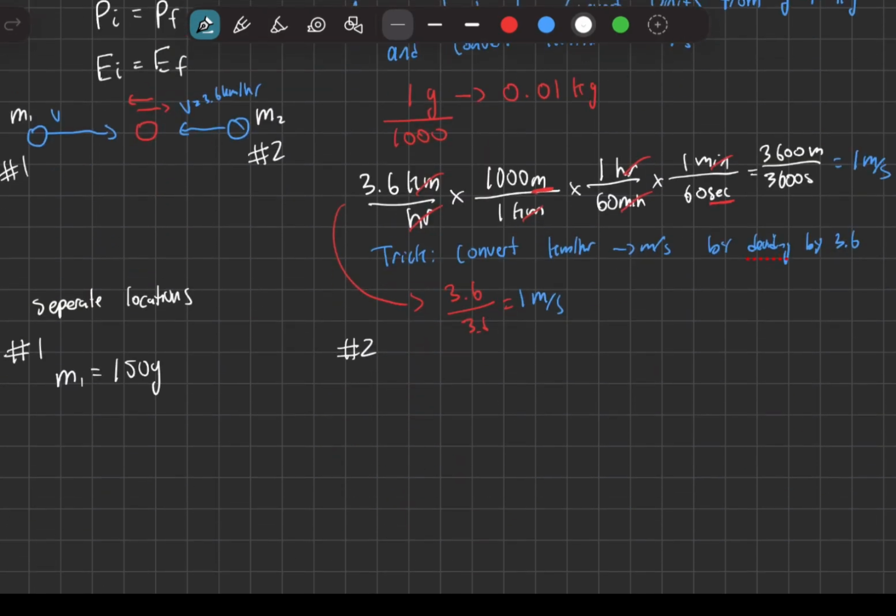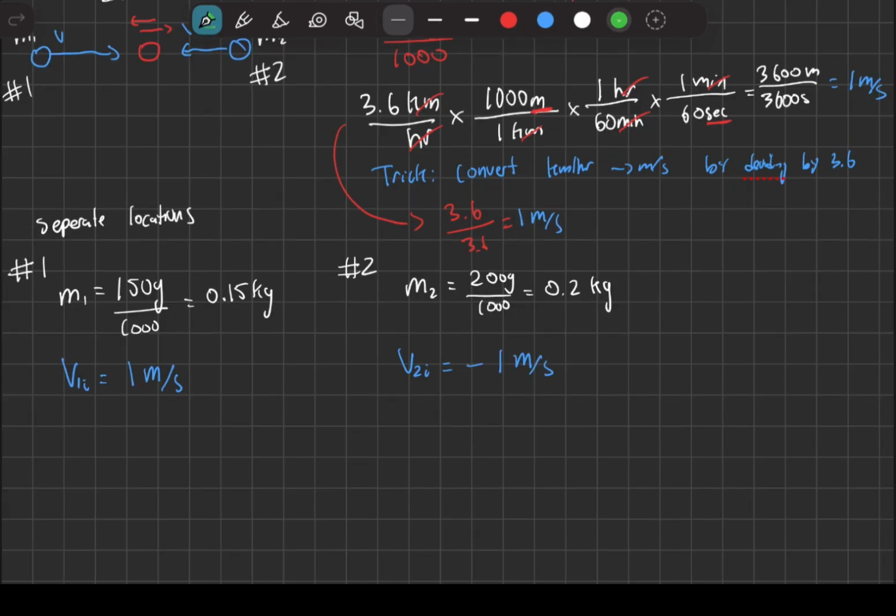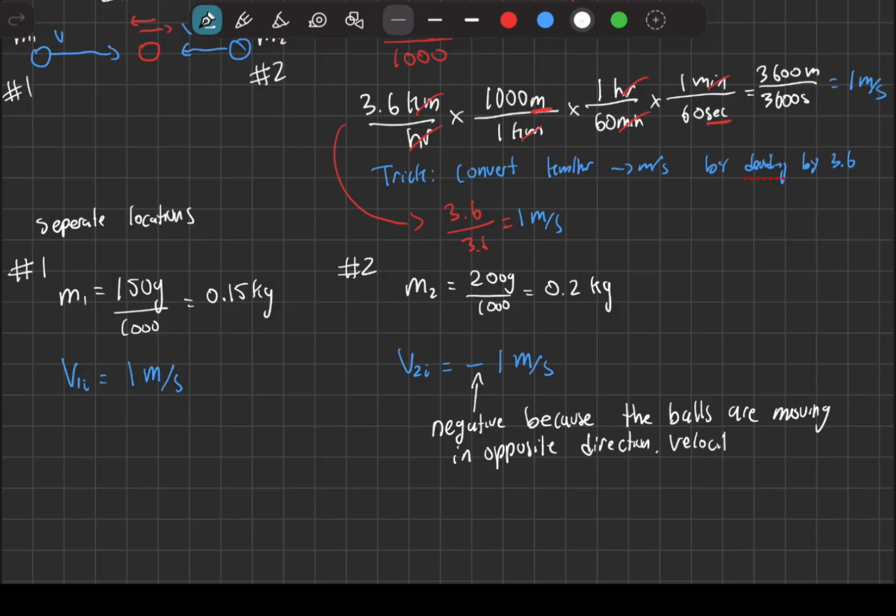Mass 1, we have 150 grams, which converts to 0.1 kilograms, and then mass 2 is 200 grams, which converts to 0.2 kilograms. Then we have our initial velocity for our mass 1, which is 1 meter per second, and we have our initial velocity of mass 2, which is also 1 meter per second. Now, this value is negative because the direction of the ball for mass 2 is moving in the opposite direction to mass 1. And velocity is a vector, so it's necessary to include your magnitude and your direction.